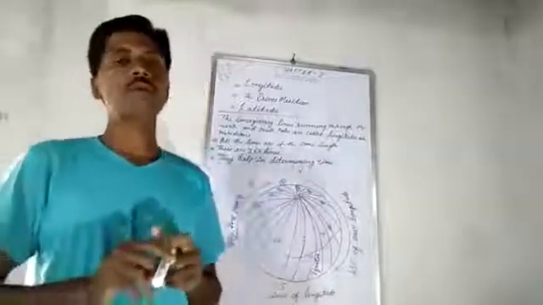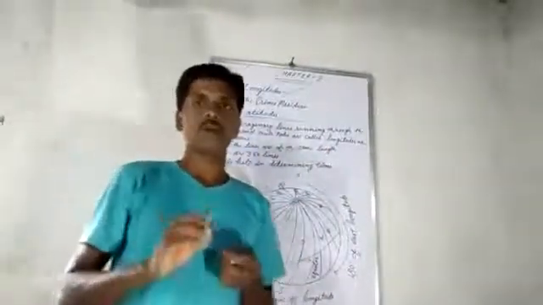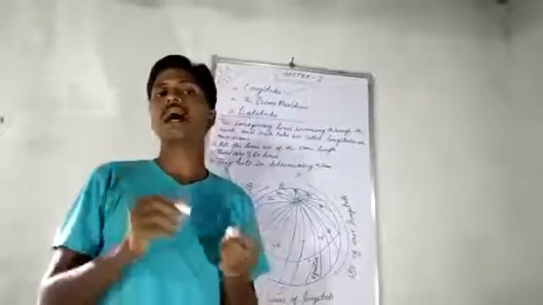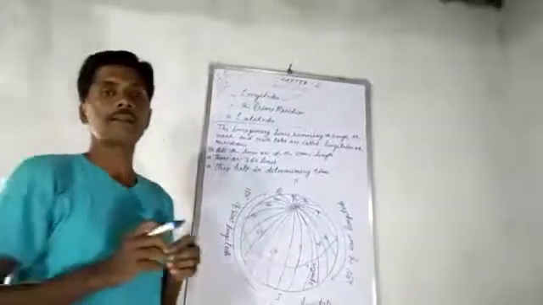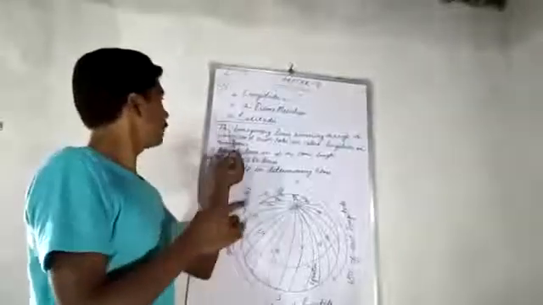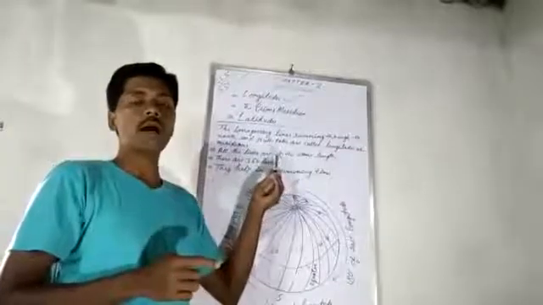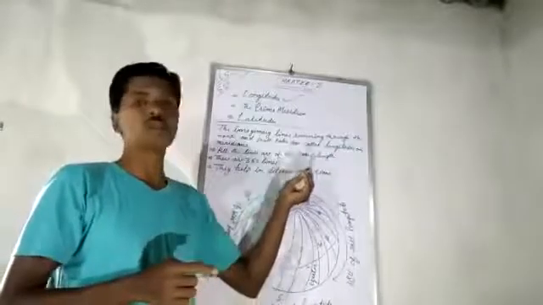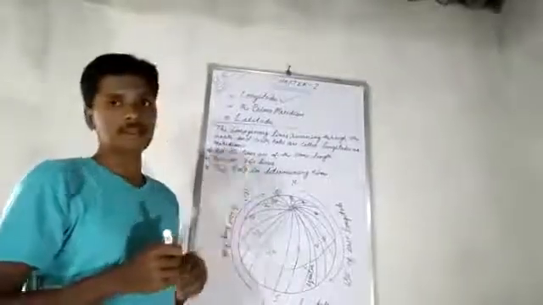First of all, we will learn about longitudes. What is longitude, or what are the lines of longitudes? The simple definition is given here. The imaginary lines running through the North Pole and the South Pole are called longitudes or meridians.